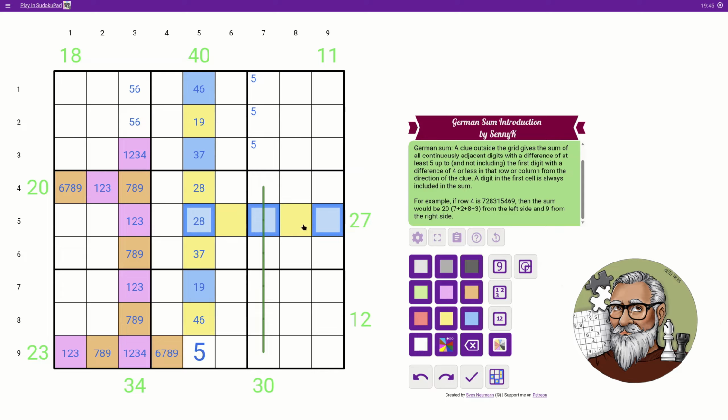But what happens if these are low digits and then I have high digits here? Then probably those would be a minimum of 6, and I need 21. Well, that would be 8, 7, 6 then. That would still work. So no, I still don't know what's going on. Oh, right. Well, that helps as well here. Oh, right. I do have to.